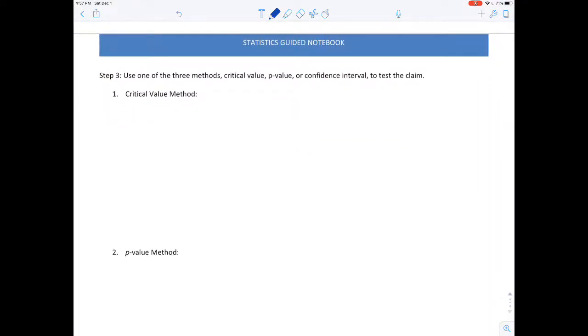So, critical value method, remember you'll have your fatter tails, something like that. And then down here is our t-axis. This is 0, 1, 2, 3, -1, -2, -3.